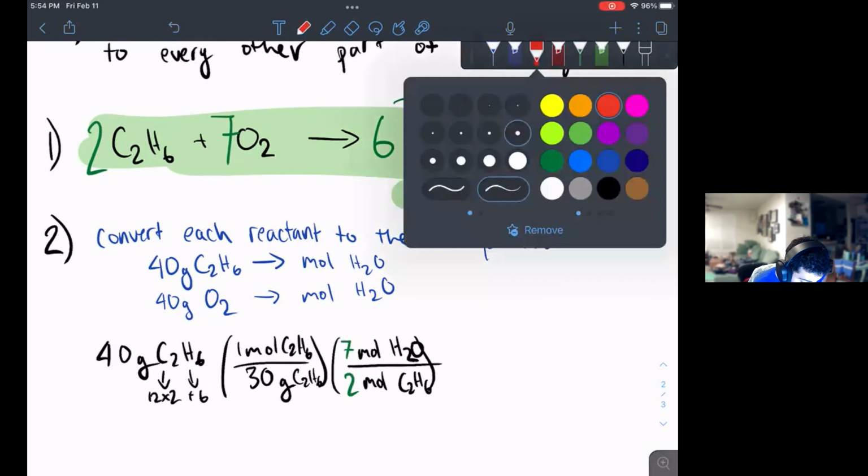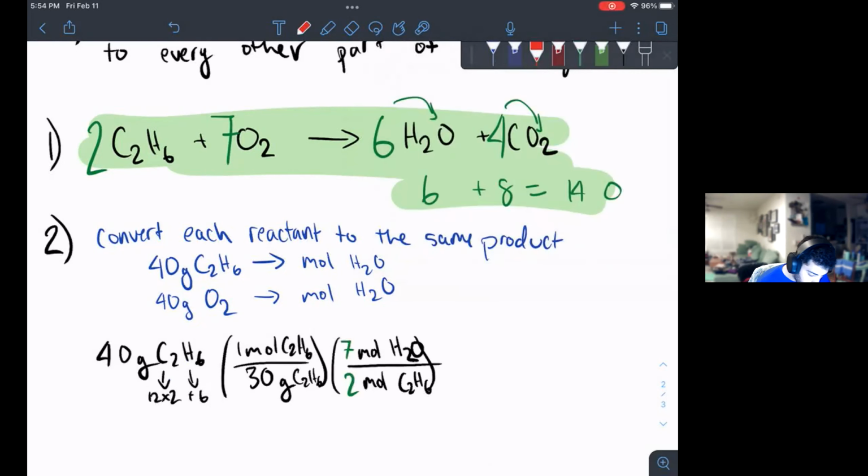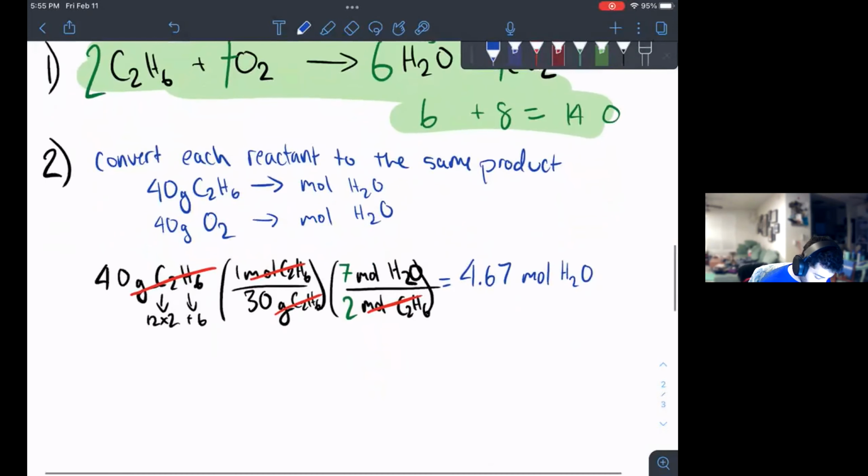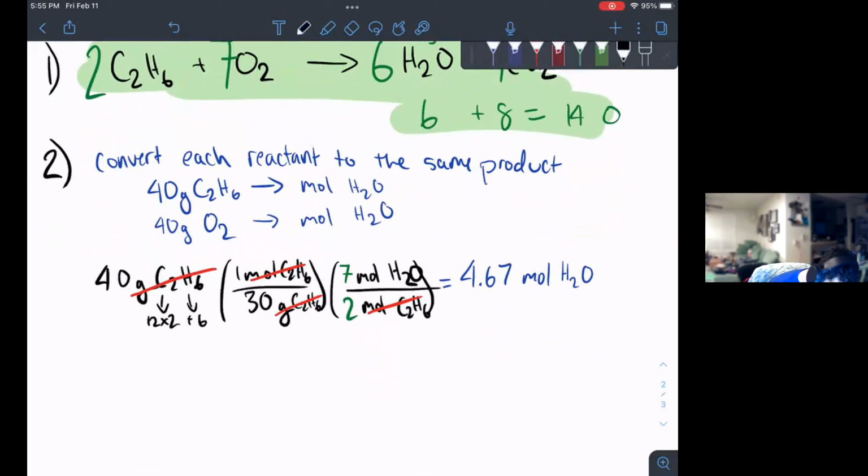All right, so what I'm going to do here is I'm going to go ahead and just check to make sure my units cancel. Grams cancels with grams, mole with mole. And so my grand total for this is going to be, just one moment while I do some math. This will be about 4.67 mole H2O. So we're going to do the same thing, but now with O2.